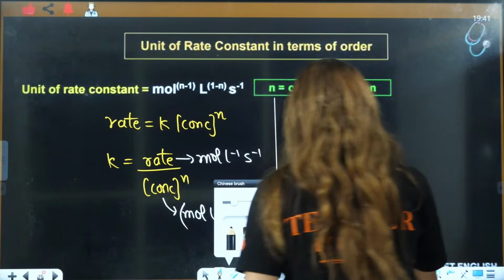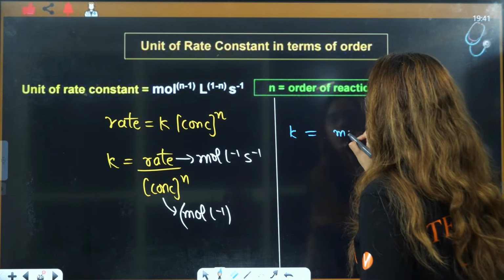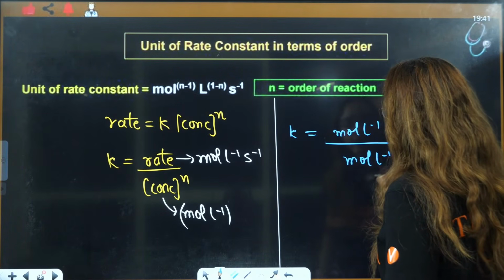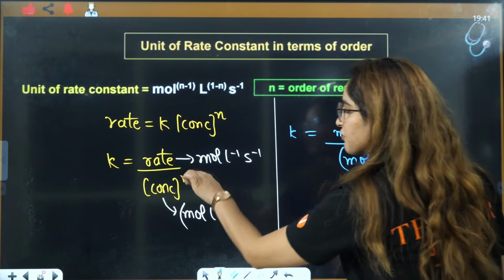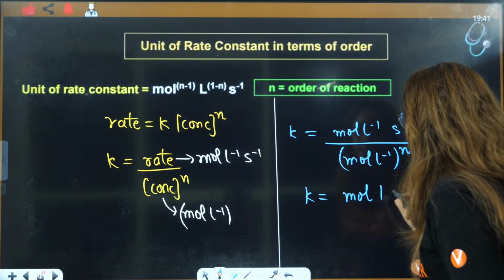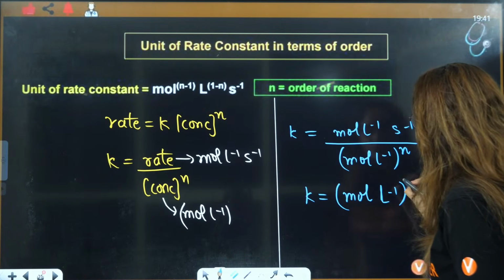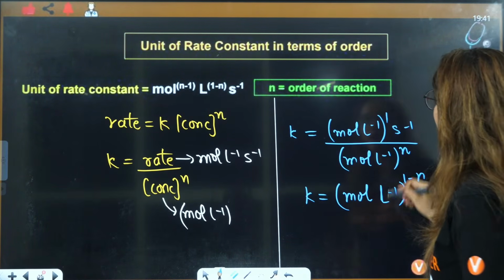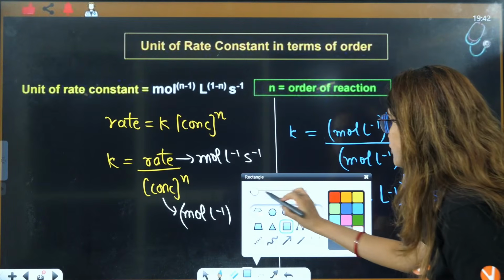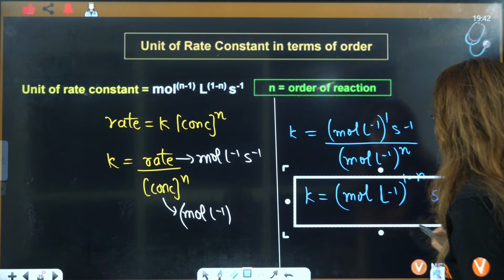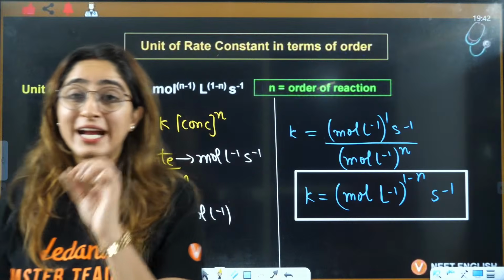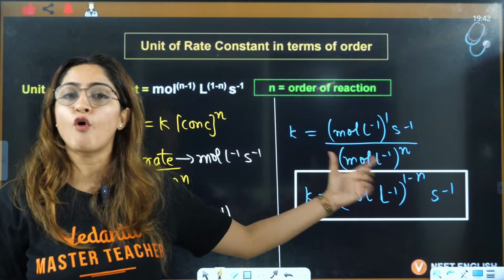So can I write that rate constant will be mole per liter per second divided by mole per liter, raised to power n because concentration is raised to power n. So can I write here that rate constant unit is mole per liter raised to 1 minus n, because this is raised to power 1 and this is raised to power n, per second. And this is what I have written here. They are the general units of rate constant in terms of order of reaction.